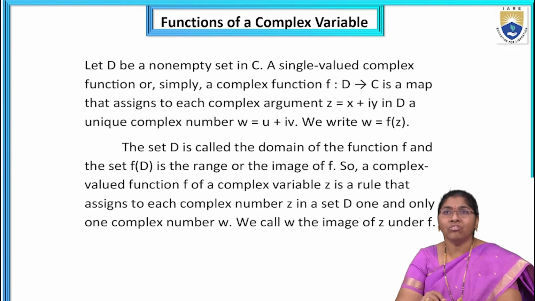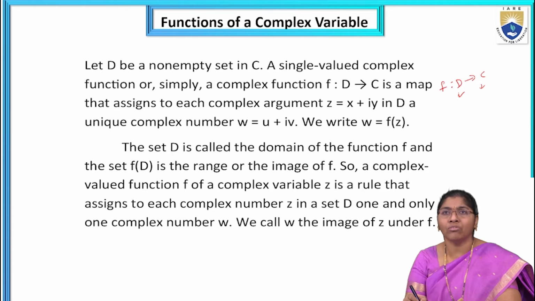Then here D is the domain. Now let D be a non-empty set in C. Compulsorily the set is not empty; any complex number, any value is there. Then a single valued complex function, simply a complex function, is f from D to C, where D is the domain and C is the complex numbers.